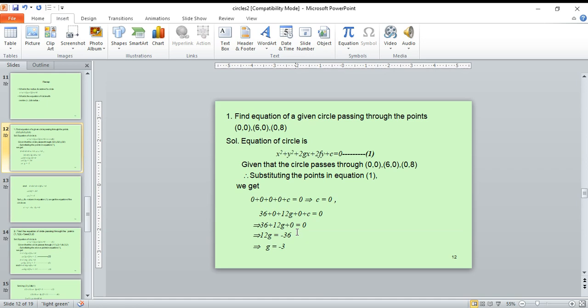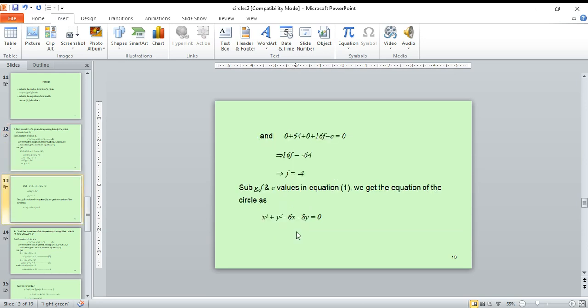Substituting the point 0 comma 0 in equation 1, we get 0 square plus 0 square plus 2g into 0 plus 2f into 0 plus c equal to 0, therefore c equal to 0. Apply 6 comma 0 in the equation. So x equal to 6, y equal to 0: 6 square plus 0 square plus 2g into 6 plus 2f into 0 plus c is 0. That gives 6 square plus 12g equal to 0, 12g equal to minus 36, g equal to minus 3.